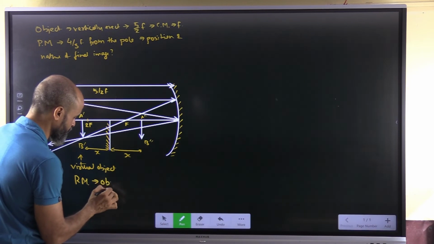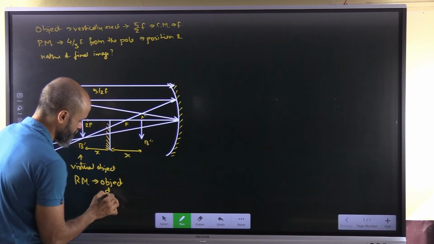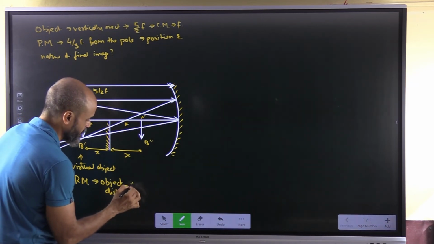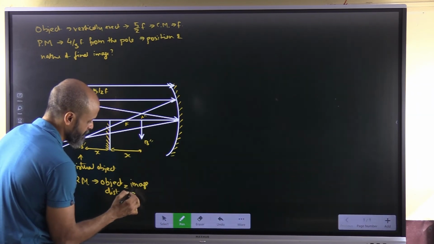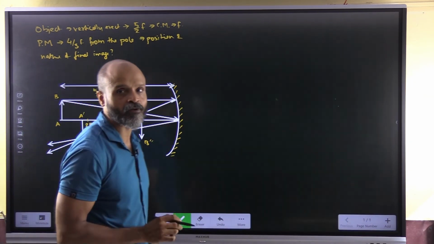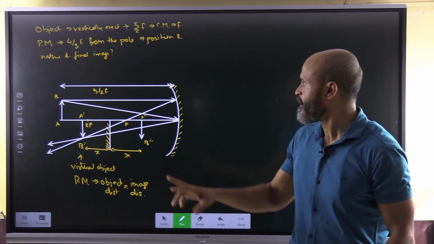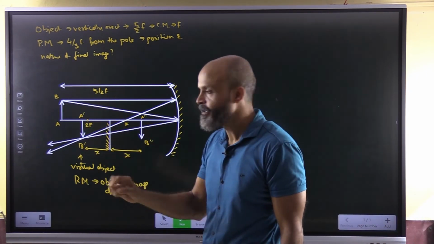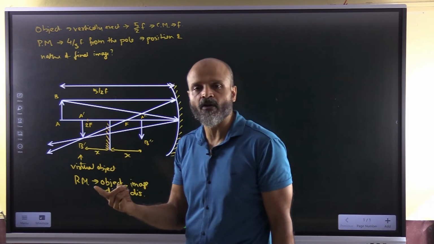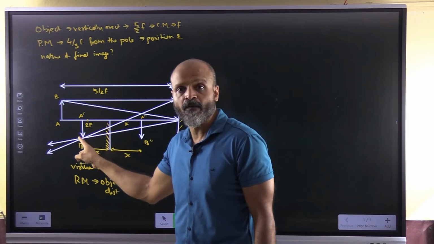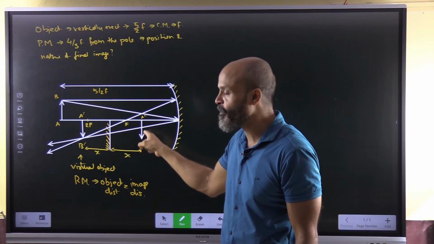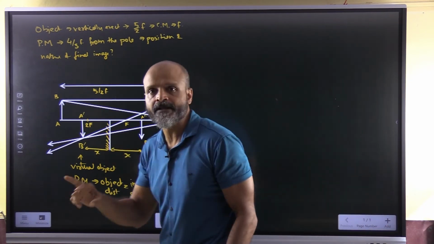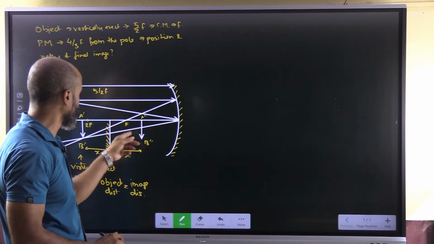the object distance is equal to the image distance. So this is the concept. We will do the calculations here, but this is the concept, that whatever image is formed of the object which is basically in front of the concave mirror will act as the virtual object for the plane mirror, forming the image at the same distance as the object is in front of the mirror.